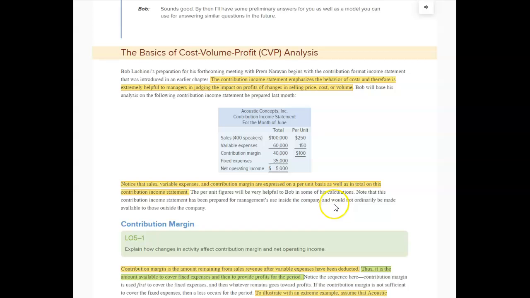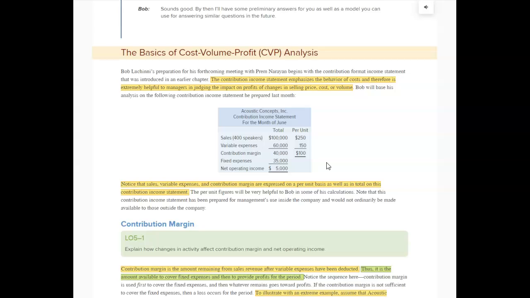Here's what we start with. We have the company's contribution income statement. Now notice this income statement. We saw this back in Chapter 1, I believe. And we have sales, but then we subtract variable expenses. That gives us contribution margin. Then we take away fixed expenses, and then it gives us net operating income. So, variable expenses and fixed expenses, these are minuses here. They don't show the minus sign, but we're subtracting these.